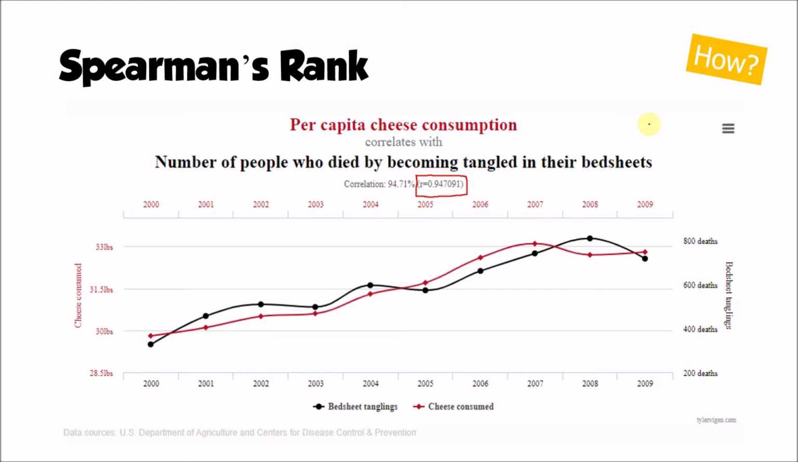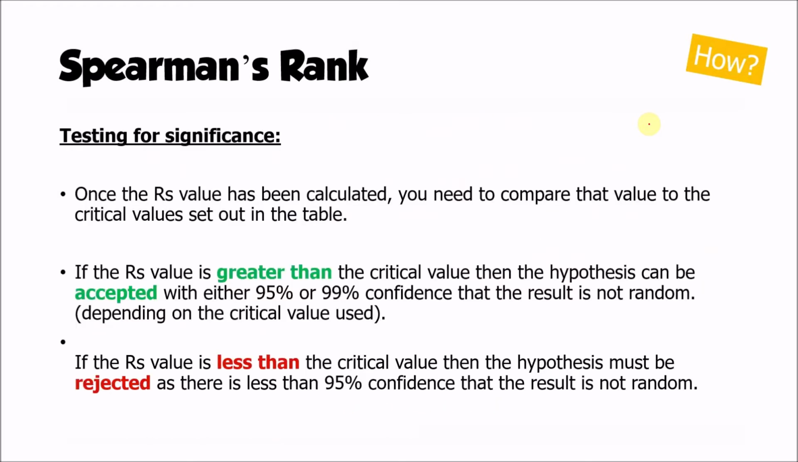And we need to know, anytime that we do a statistical test, what the likelihood is that our result could be one of these random relationships. Okay, and this is where some things that are called critical values come into play. So we have to go through this process of testing for significance, okay, or significance testing. So we can only do this once we've calculated our Spearman's rank value, and we need to compare that value to the critical values which are set out in a table.